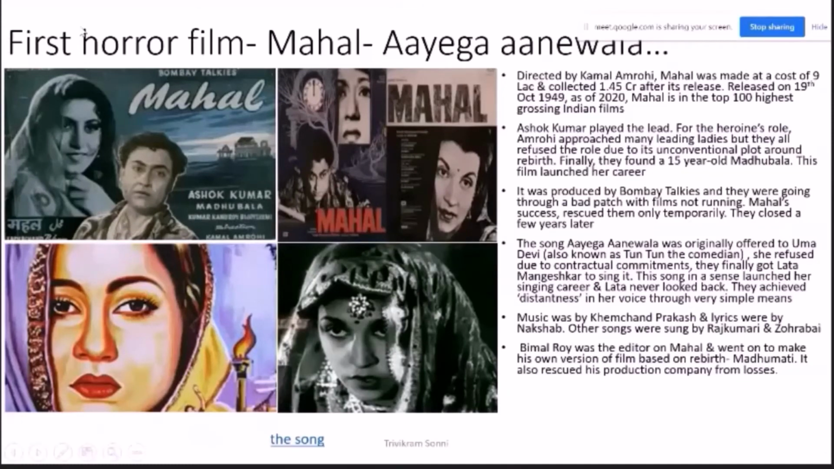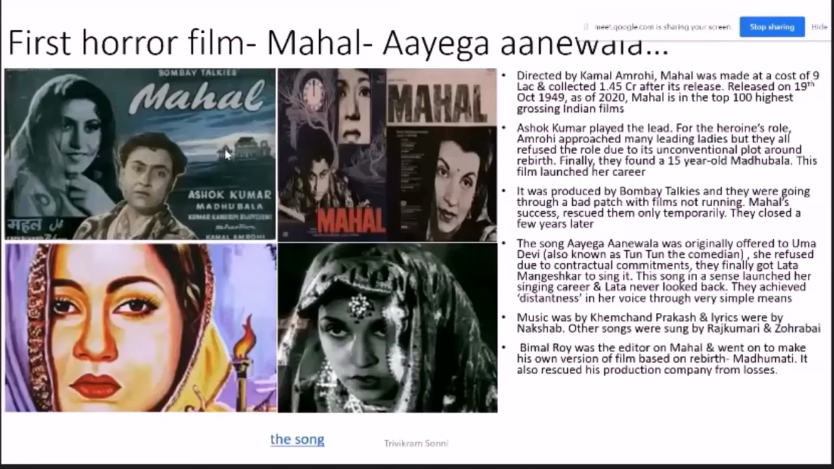You can see the poster on the extreme left hand corner top, the original release poster. And for the heroine, they got into problems because this was a quote unquote horror film. None of the leading ladies of that era were willing to work in a theme like this. They just couldn't connect with what was happening here, or they were asking for exorbitant sums of money.